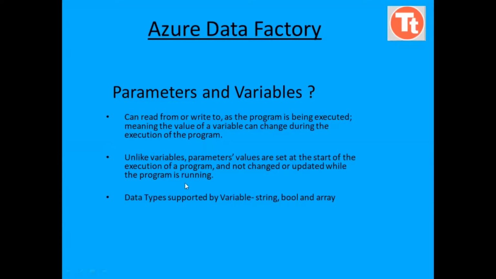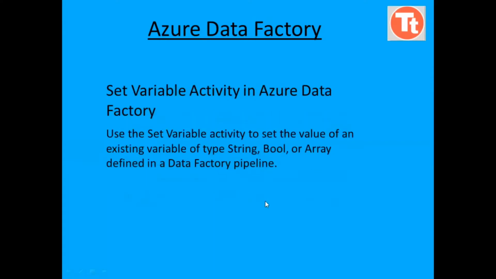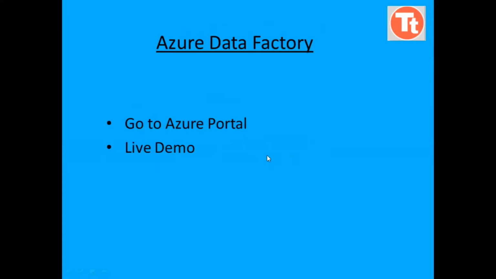Now, data types supported by variables. There are three data types: string, bool and array. These three data types Azure Data Factory supports. Depending on our requirement, we can set the variables using these data types like string, bool and array. Now the set variable activity is the activity using which we can update or change our variable value in any pipeline. And set variable activity supports string, bool or array, all three types of variables.